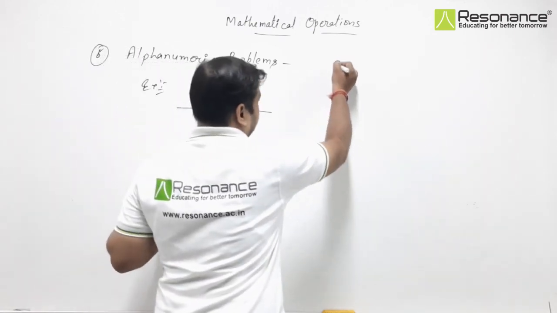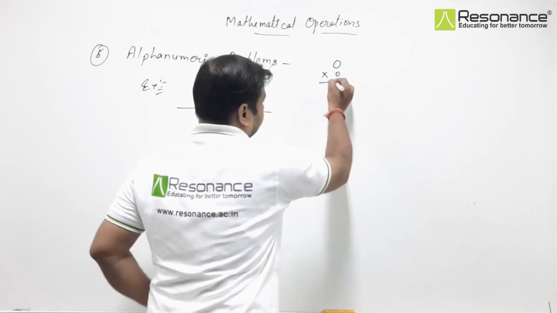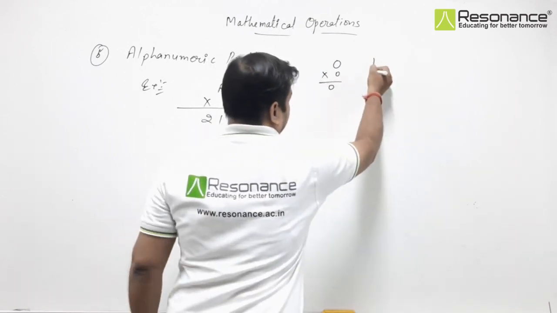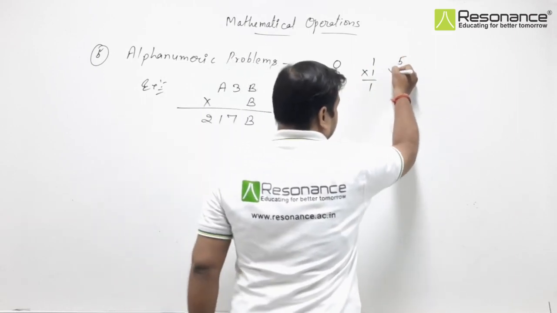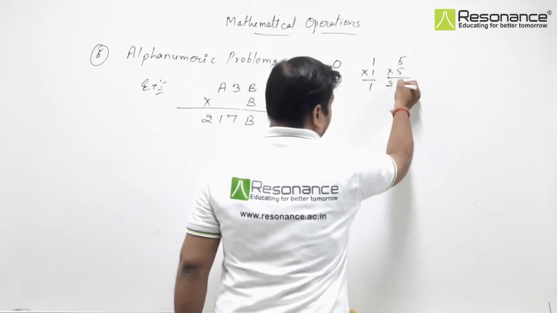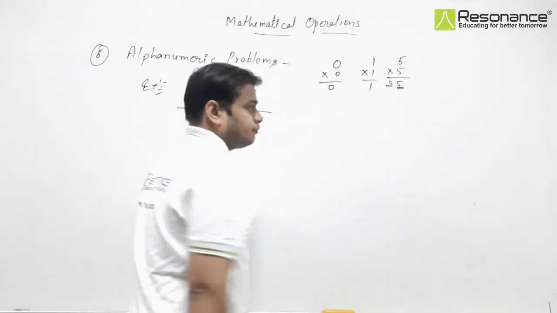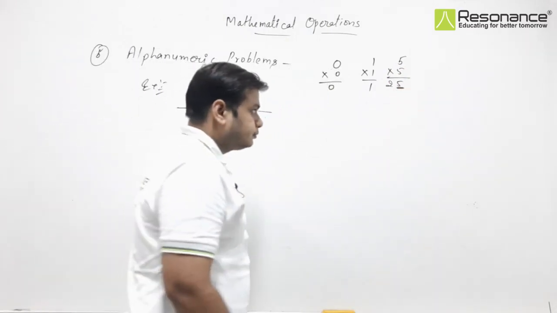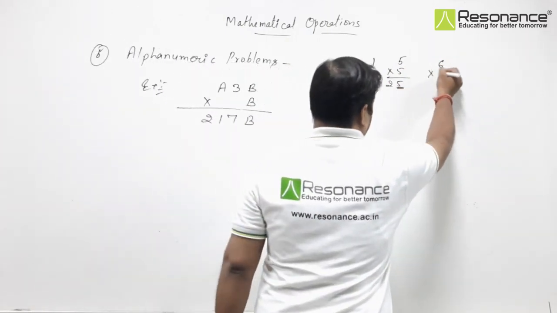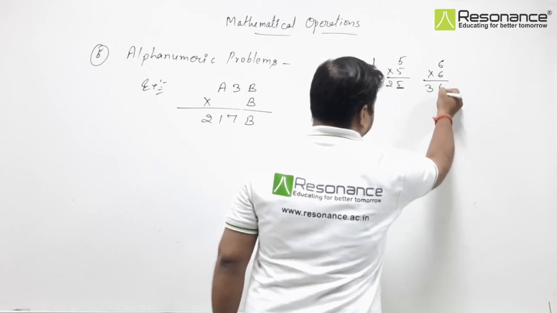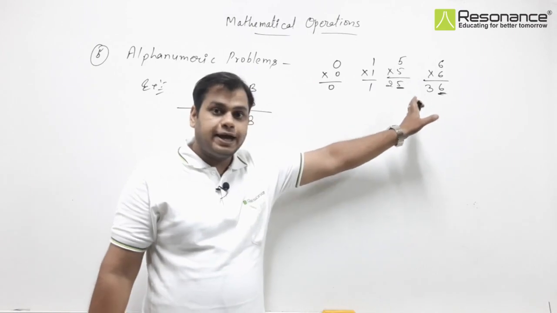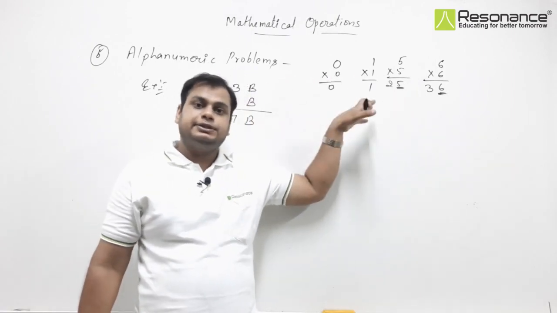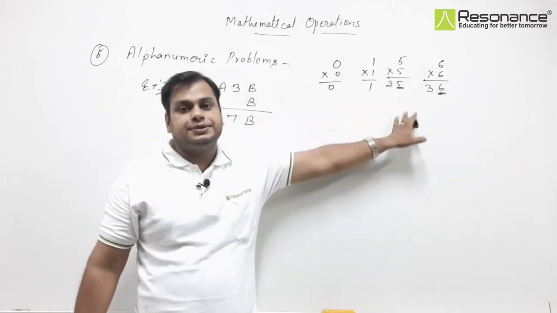We can see 0 multiplied by 0 will give us 0, 1 multiplied by 1 will give us 1, 5 multiplied by 5 will give us 25, where the unit digit is again 5, and 6 multiplied by 6 is 36, where the unit digit is again 6. So these are the 4 digits we have, which when multiplied by the same digit will give us the same digit as unit place.